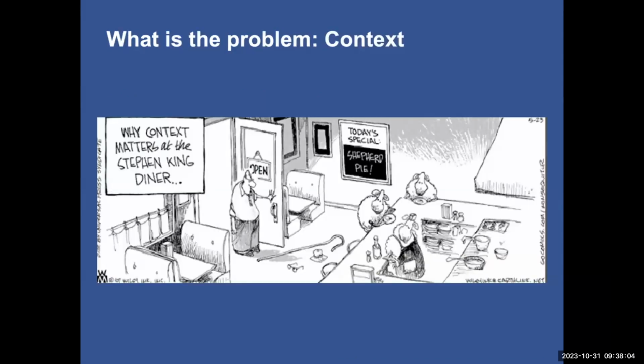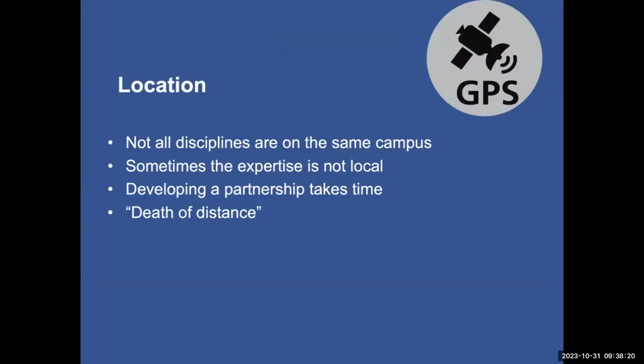So, context is important. I love this one because shepherd's pie at the Stephen King Diner is very different than shepherd's pie anywhere else. But keeping that context in mind, because what something means to you in your context is going to be something different to somebody else and to your collaborators.